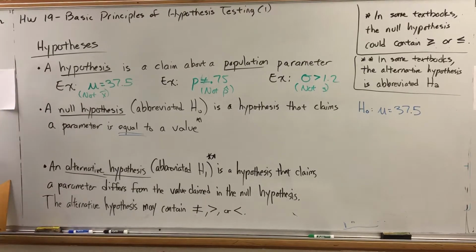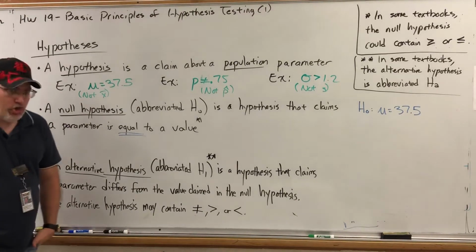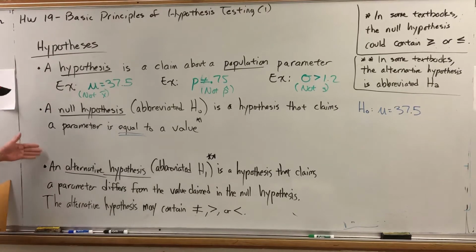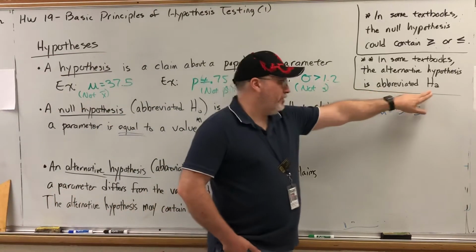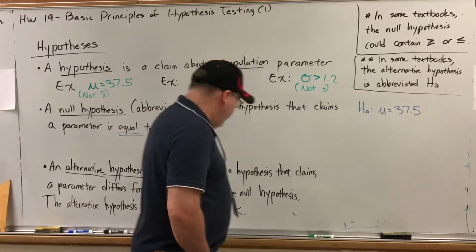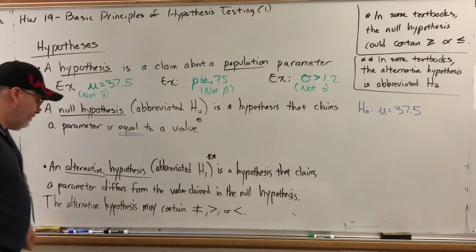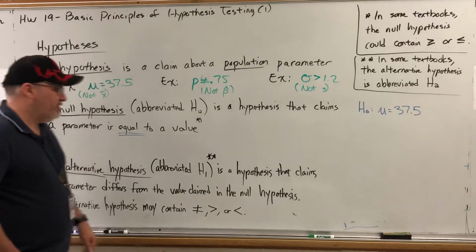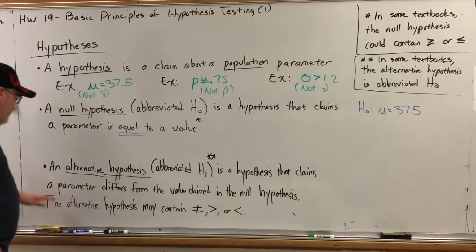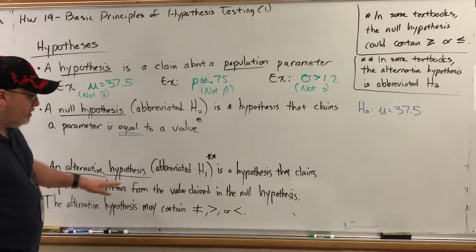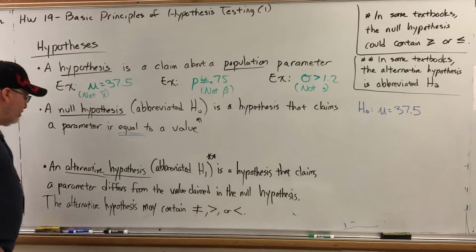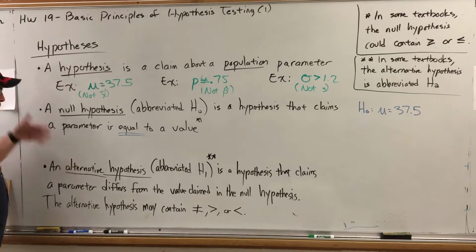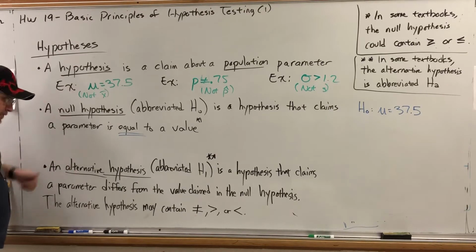The other type of hypothesis, and it's worth mentioning that they always occur in pairs, is an alternative hypothesis, abbreviated H1. Again, a comment: in some textbooks it's abbreviated HA. In this textbook it's abbreviated H1. An alternative hypothesis is a hypothesis that claims a parameter differs from the value claimed in the null hypothesis. So an alternative hypothesis is always paired with the null hypothesis and vice versa.